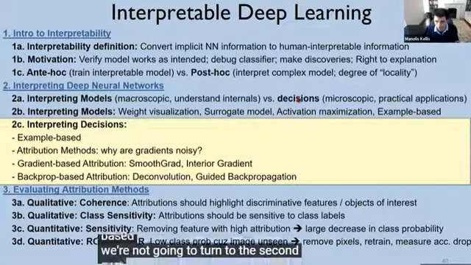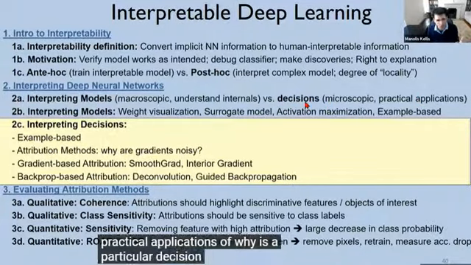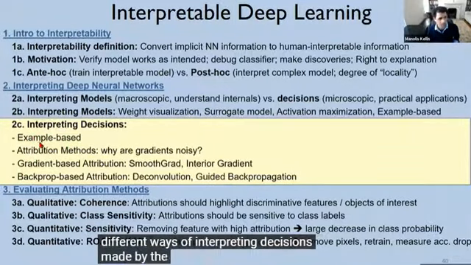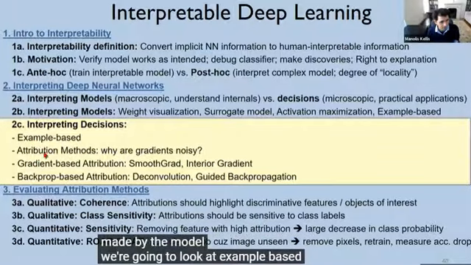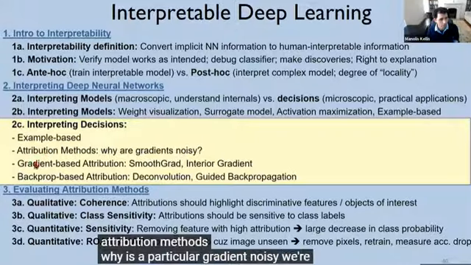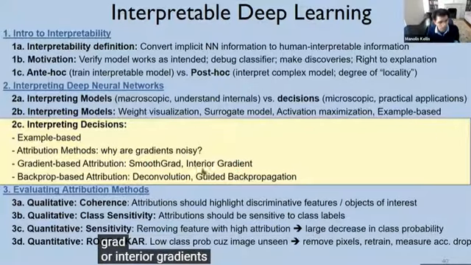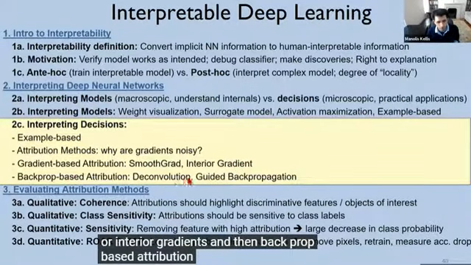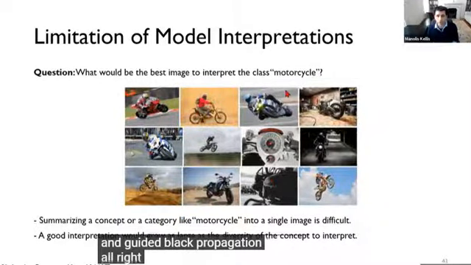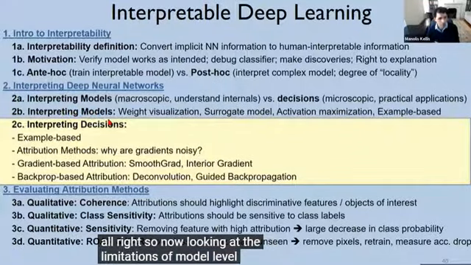We're now going to turn to the second part, the microscopic, looking at practical applications of why a particular decision is made. We're going to go through 4 different ways of interpreting decisions made by the model. We're going to look at example-based. We're going to look at activation attribution methods. Why is a particular gradient noisy? We're going to look at gradient-based attribution with SmoothGrad or integrated gradients, and then backprop-based attribution with deconvolution and guided backpropagation.